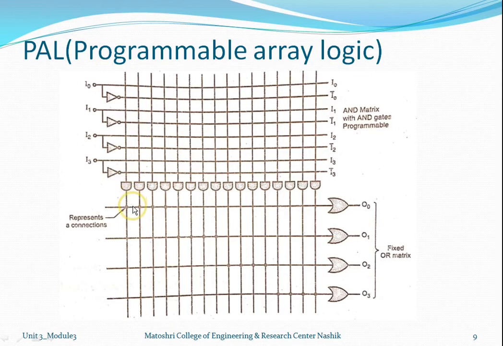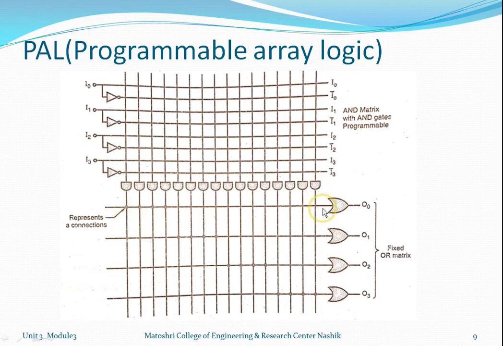All the 8 inputs are applied to each AND gate along with the nichrome fuse links, intact, and thus the AND gate can be programmed by opening the suitable fuse links to generate the 8-input product. So that's why here it represents connections.